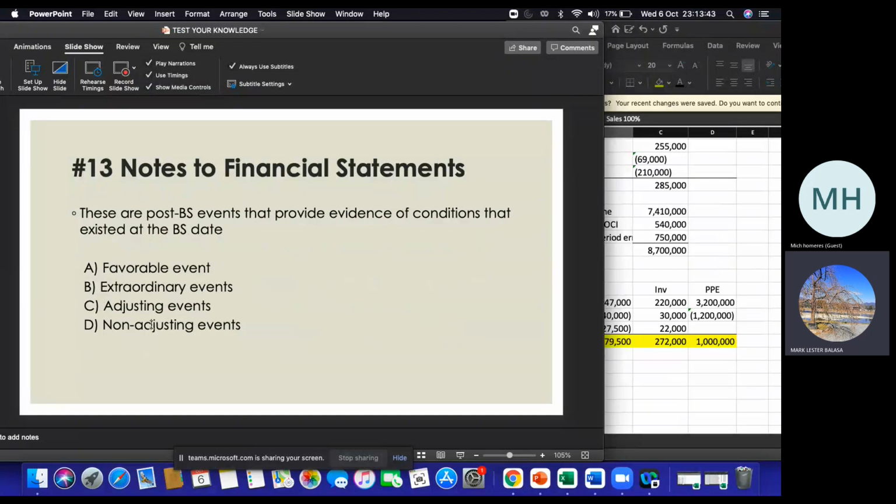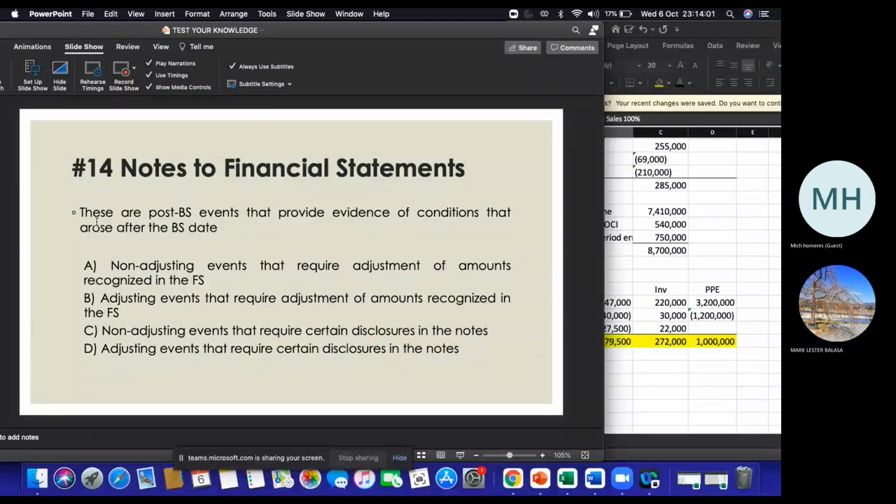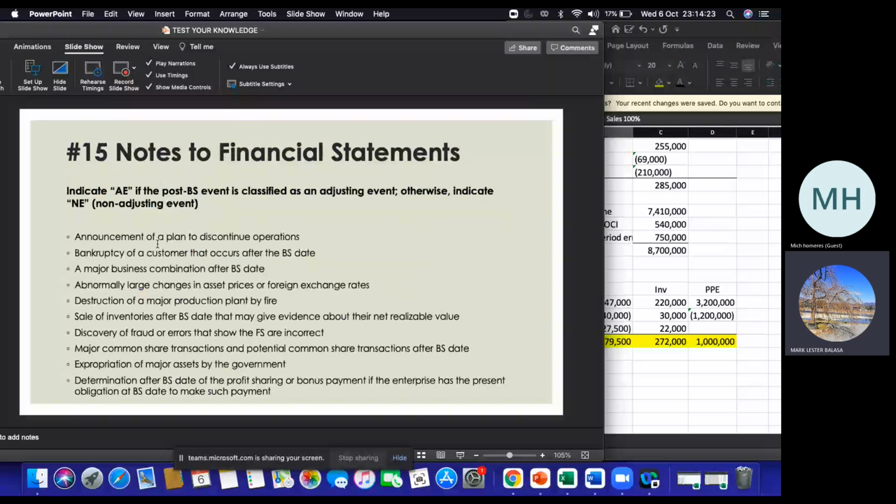Okay? So these are post-BS events that provide evidence of conditions that existed at the BS date. So this is what you call adjusting events or type 1. Okay? So ito, kailangan mong i-adjust yung financial statements mo. Okay? Whereas if we talk about non-adjusting events naman, these are post-BS events that provide evidence of conditions that arose after naman the BS date. So therefore, it is non-adjusting events that require certain disclosure in the notes. Okay? So let's classify, class, if it is adjusting event, okay, or non-adjusting event. Ito, maging familiar ka lang, class.